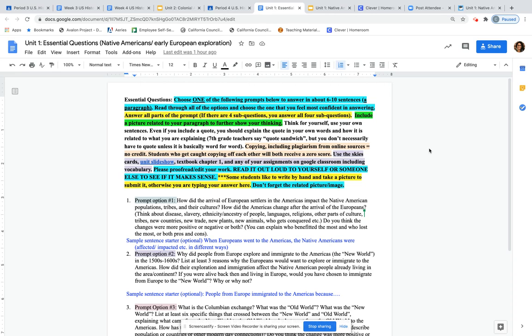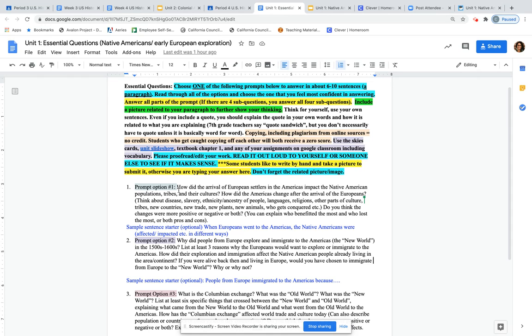And so you want to read through your options and pick the prompt that you feel the most comfortable in answering. Now, within each prompt, there is a main question, and then there are sub-questions, and it ends in an opinion question. So you do want to make sure you answer all parts of the prompt. And then at the end, you want to make sure that you're proofreading, that you read it out loud to yourself, see if it makes sense.